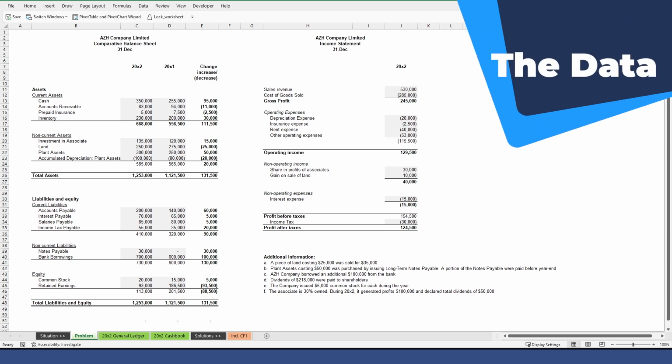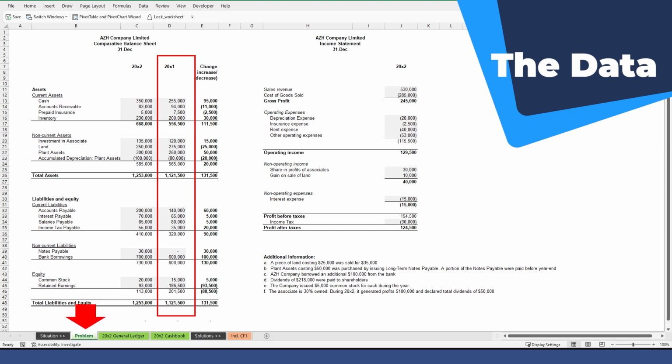Let's now move into the heart of the discussion. All the cash flow examples that we will discuss will be coming from a single dataset that we have prepared. This is to emphasize how all of these ways of preparing the cash flows will result in the same cash flow data in the end. We will be working with 3 particular tabs. The first one shows the balance sheet of AZH Company Limited for 20x2, which is the current year, and 20x1, which is the previous year.